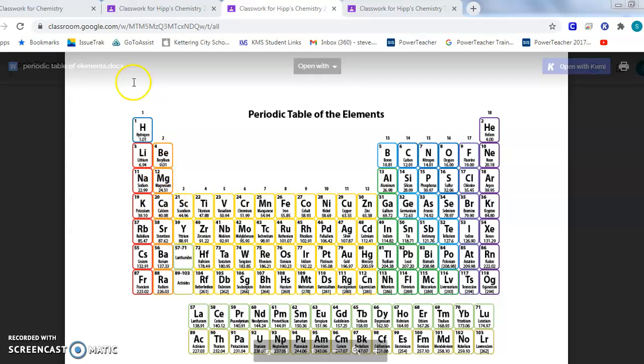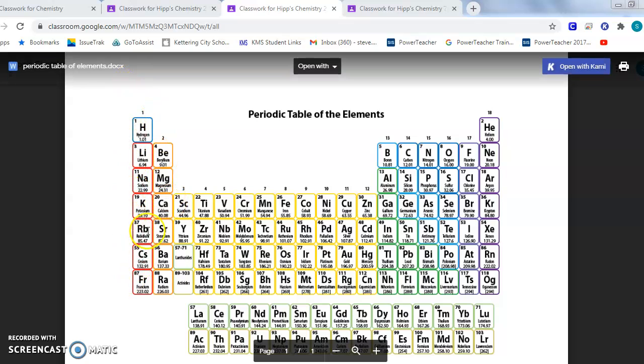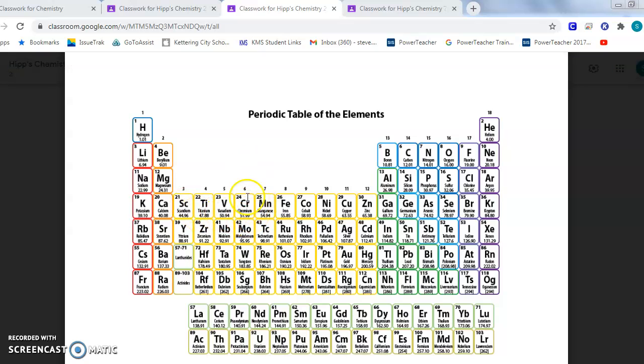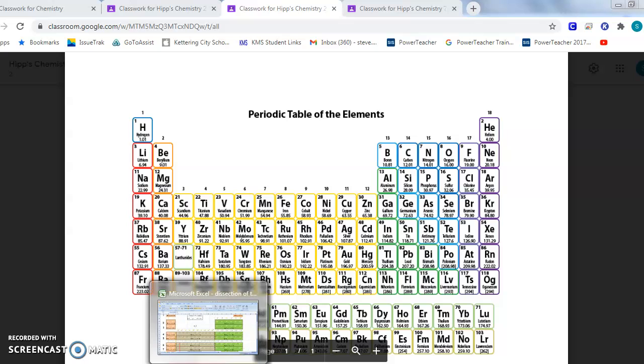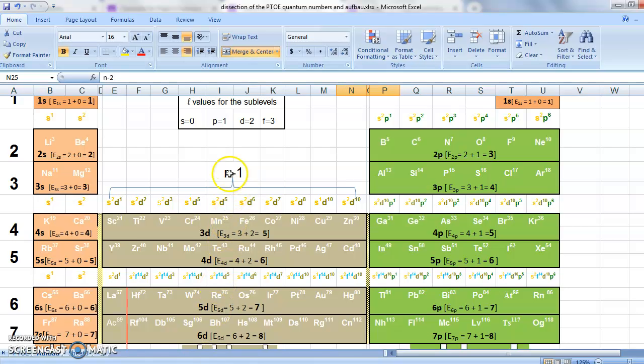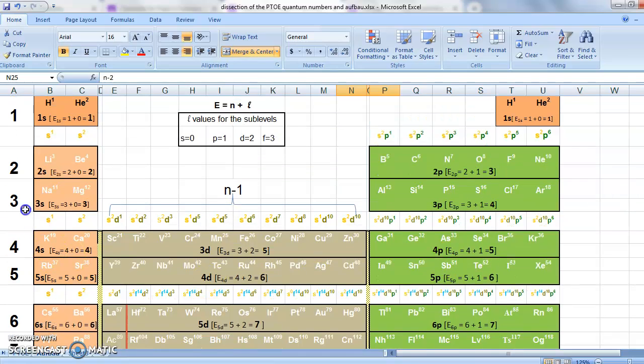So what do a lot of chemistry students do when you're given this version? Above the 3D, they write n-1. They write this on their periodic table, n-1. So they'll number 1 through 7 down the side, and then they'll write n-1 here. This is n. 4 minus 1 is 3. That's the 3D. 5 minus 1 is 4. That's the 4D.